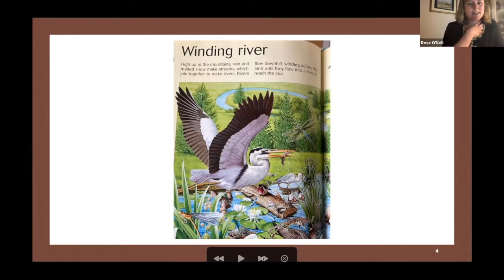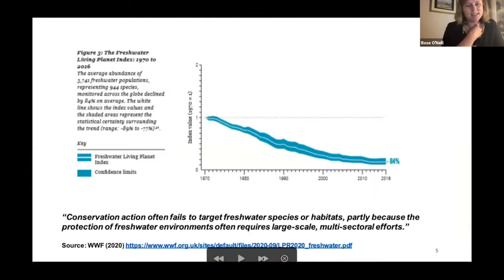So if we go to the next slide, this is from the WWF Living Planet Index, which was published in 2020. And given the importance of rivers, it's perhaps no surprise that the global population of freshwater species is declining faster than any other biome. So species such as birds, mammals, amphibians, fish, reptiles have declined. Their populations have declined by an average of 84% around the world globally since 1970.